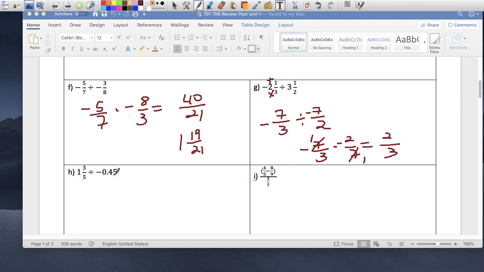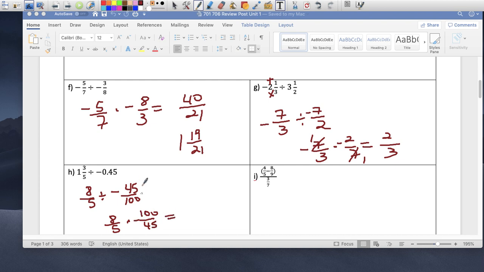Okay. This one, I would probably change this to a fraction. So this one is already a fraction. So 5 times 1 is 5 plus 3, so it's 8 over 5 divided by, and 0.45 is negative 45 over 100. So don't forget that. And we're going to do 8. I'm going to change it to multiplication, and we're going to do 100 over 45.